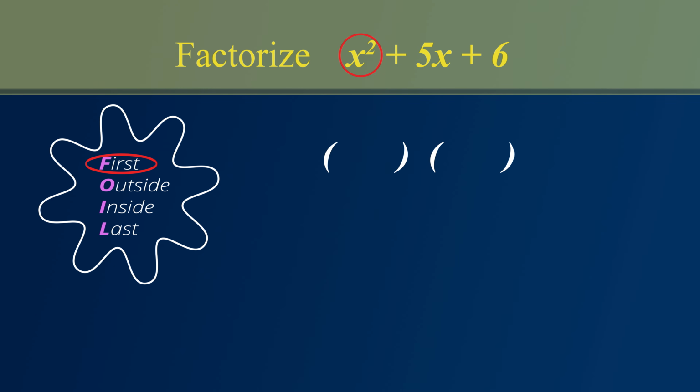Consider the F part of FOIL. We multiplied the first thing in both parentheses to get x squared, so we must have multiplied x times x. Now consider the L part of FOIL. We multiplied the last thing in both parentheses to get 6. What could have been multiplied? Well, we could have multiplied 6 times 1 or 2 times 3.